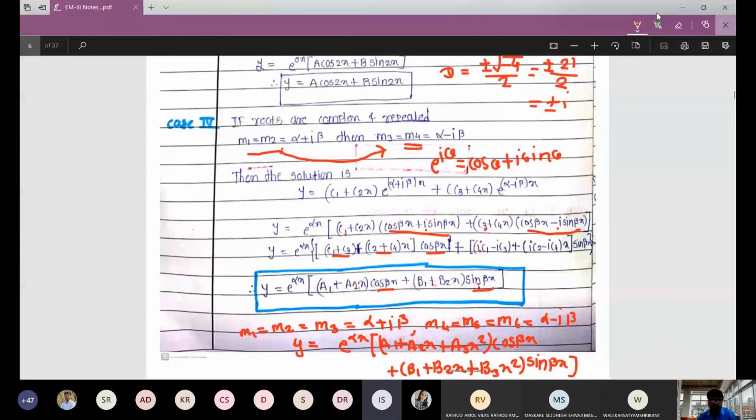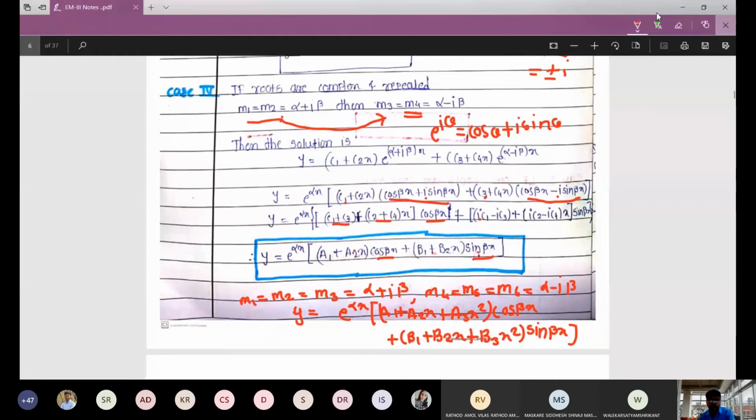So in short, what you have to understand is that if the roots get repeated, the change is only in the coefficient of cos beta x and sin beta x. That's it, only that much you have to remember. All the procedure and proof I have given, you can forget it. You only consider the change in the coefficients of cos beta x and sin beta x in case of complex roots that get repeated. Let me summarize what we have learned.